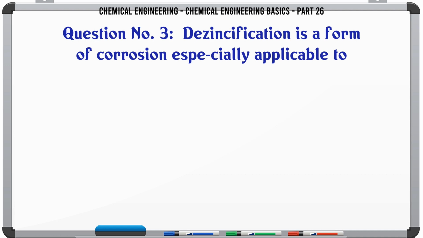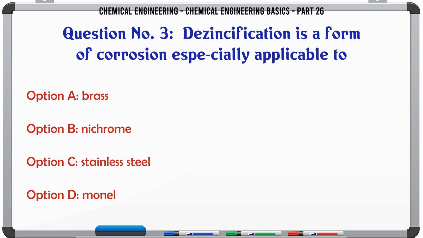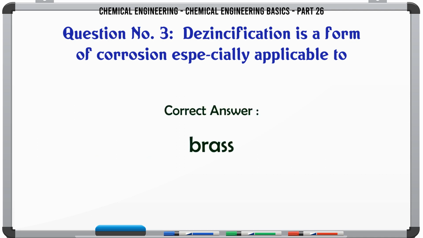Dezincification is a form of corrosion especially applicable to A. Brass, B. Nichrome, C. Stainless steel, D. Monel. The correct answer is brass.